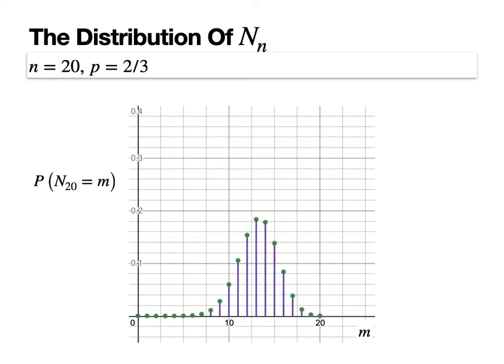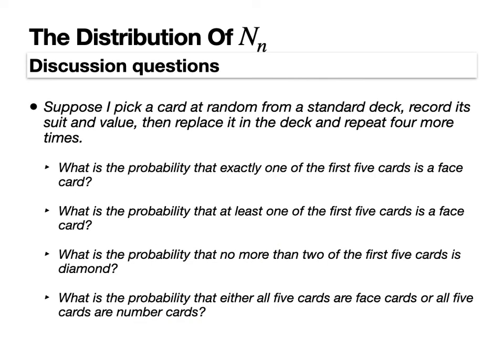Here's the probability when you have drawing 20 balls and the success probability is 2/3. You can see it shifted out more to the right, so that is the binomial distribution with n equal 20, p equal 2/3. We'll end this with a few discussion questions. Suppose I pick a card at random from a standard deck, record its suit and its value, so like, Queen of Hearts. Then replace it in the deck and repeat 4 more times. What's the probability that exactly one of the first 5 cards is a face card?